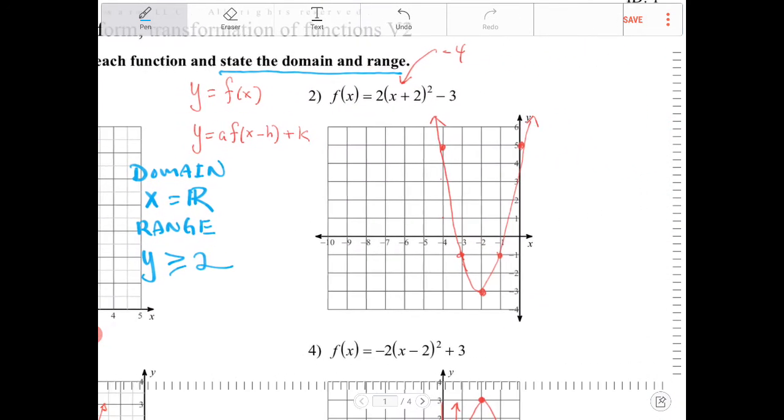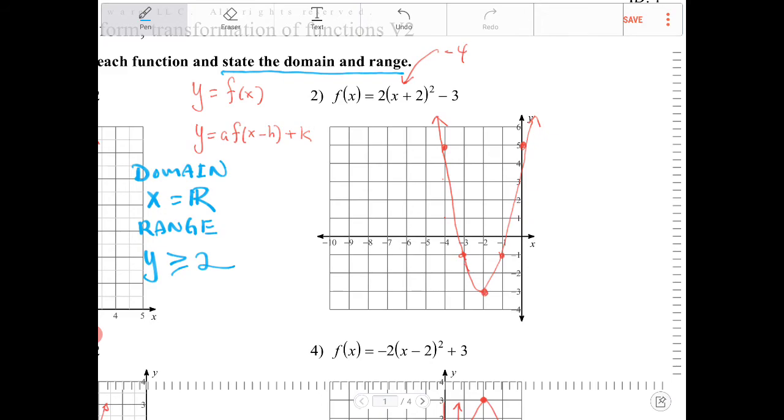Let's take a look at the next one here. Because I can throw anything in to evaluate a quadratic function, the domain, one more time, is x is all real numbers. And as a matter of fact, the domain for any quadratic equation is going to be all real numbers. The range here is going to be y is greater than or equal to -3.